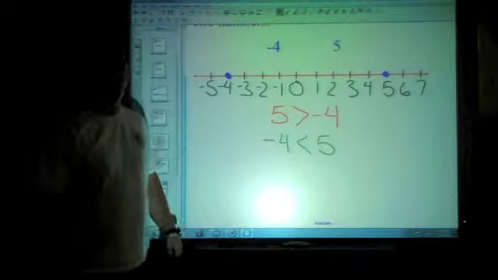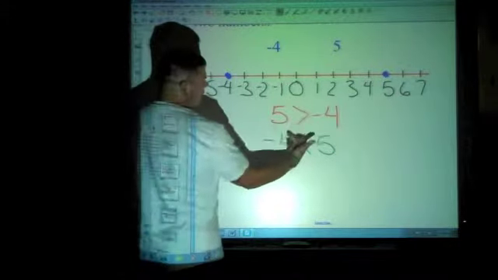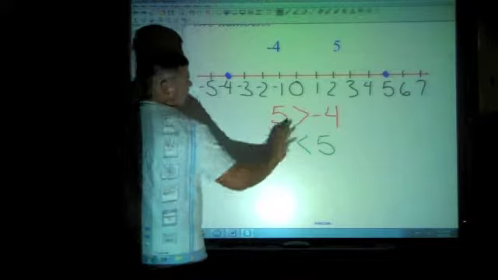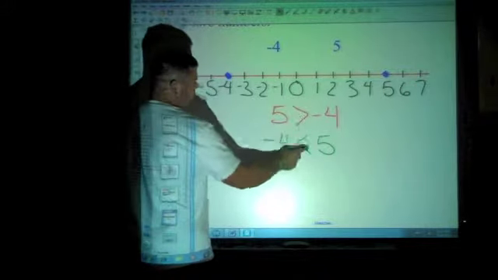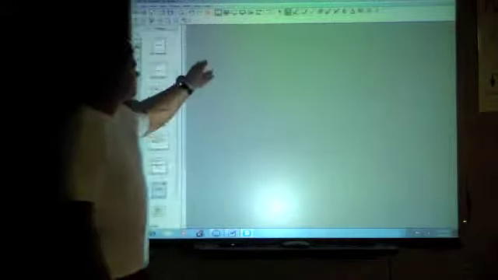I have two inequalities comparing the two numbers. Now you'll notice all I did is swap the 5 and the -4. But when I flipped it around, the inequality sign also flipped around. Be cautious of that. Last bit of info here.